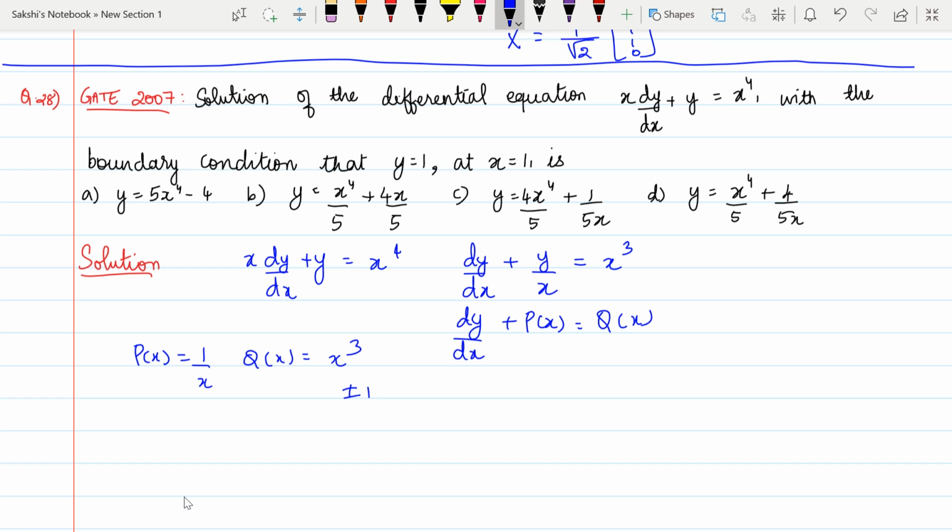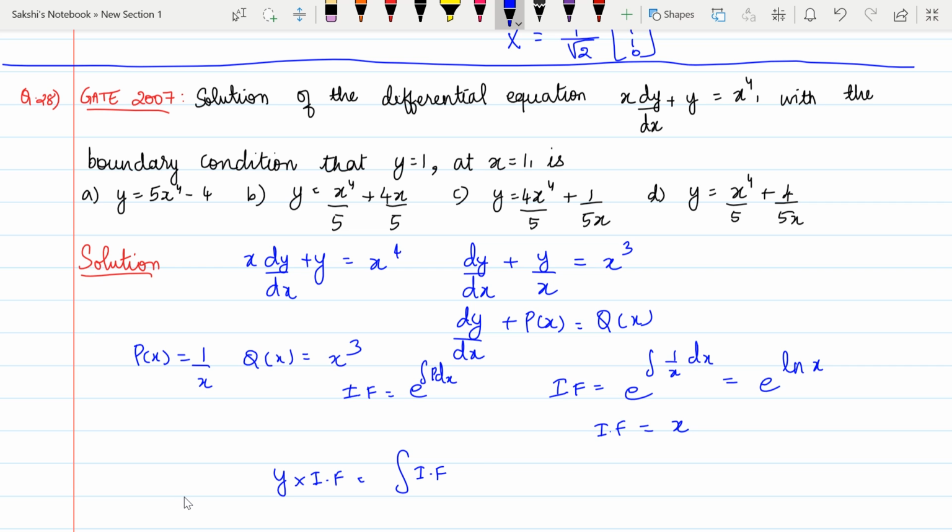Now the integrating factor is nothing but e power integral p dx. So the integrating factor over here will be e power integral 1 by x dx, which is nothing but e power ln x. So e power ln x will give me x, as e and ln cancel each other. Therefore, we get the integrating factor to be x. The solution for such an equation is y into integrating factor is equal to integral of integrating factor into q dx plus c.